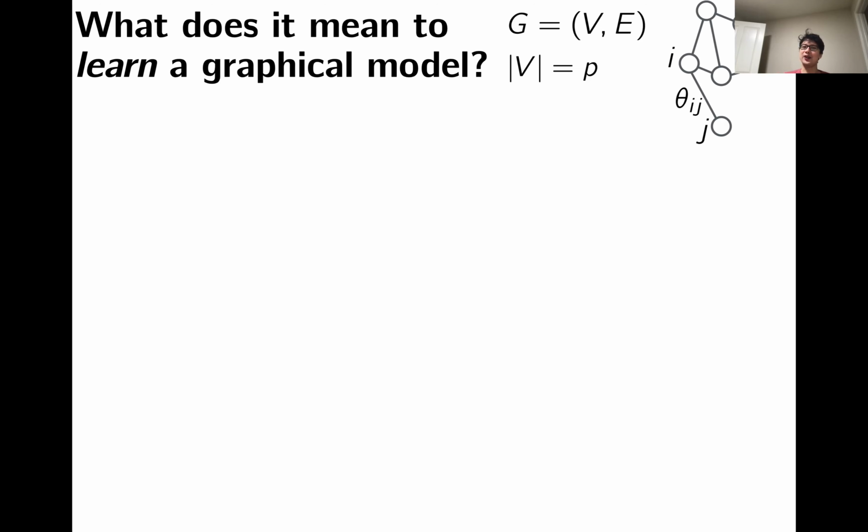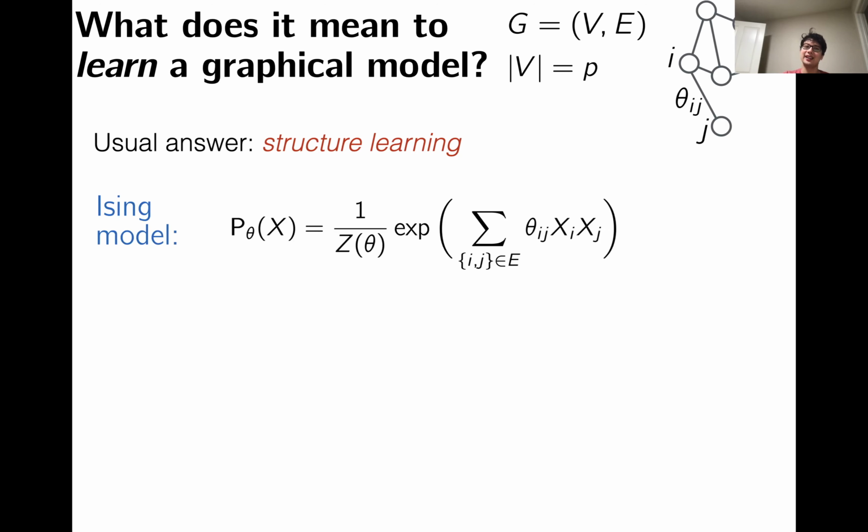To be formal, we need to think more about what it means to learn. This is the usual answer, which is a good answer in many cases: to learn a graphical model, the key thing is to learn the structure. And the structure is just the graph. So this is a very prototypical graphical model, the Ising model. It's a lot like a Gaussian distribution, but for discrete random variables.